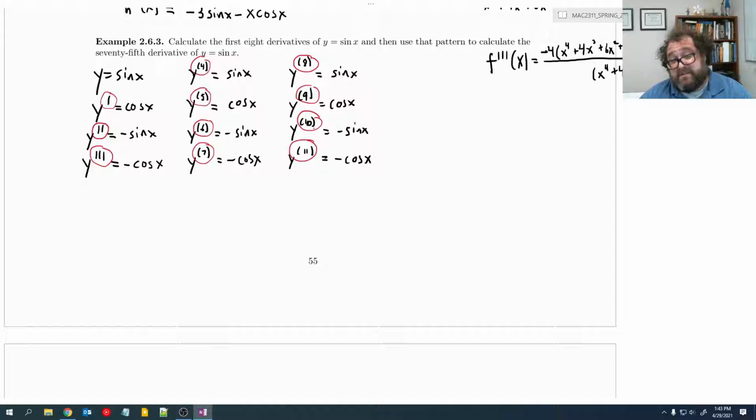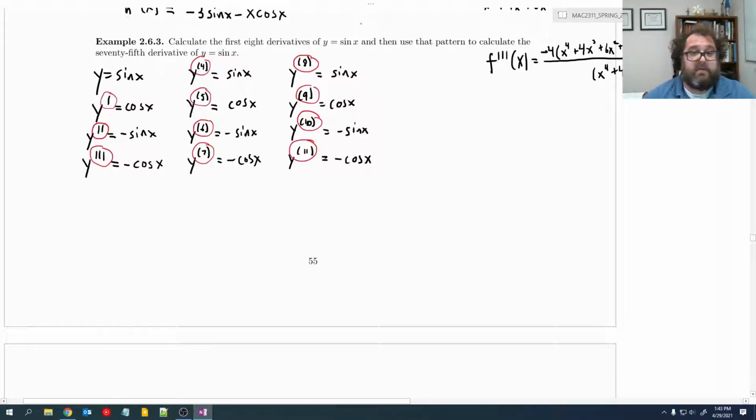And 11 is 3 more than 8. So 3 more than a multiple of 4, the derivative is going to be negative cosine. So all you have to do is figure out, where does 75 fall? Is it a multiple of 4? Or is it 1 more than a multiple of 4? Or is it 2 more than a multiple of 4? Or is it 3 more than a multiple of 4? That's all the cases there are, because if you're 4 more than a multiple of 4, then you're just a multiple of 4.